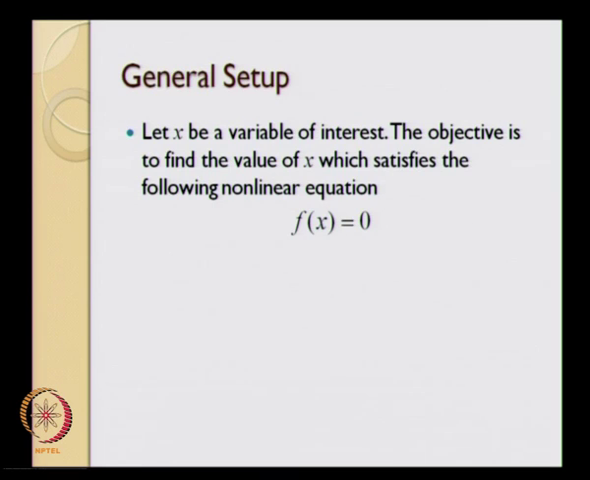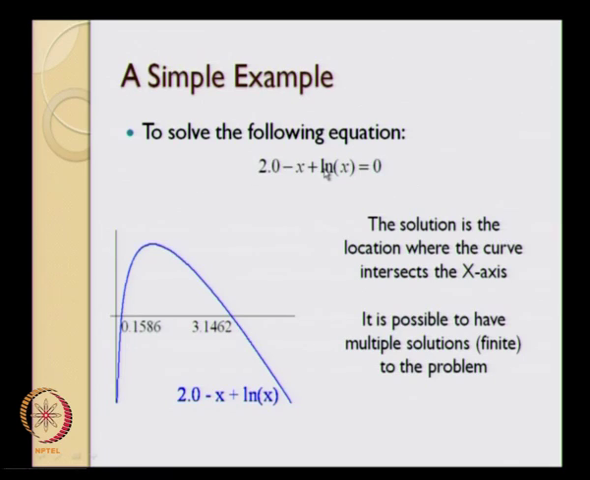The general setup that we are interested in is: given a particular function f of x, we are interested in finding the x that solves the nonlinear equation f of x equal to 0. This is the general setup in a single variable. In general, this f of x could be a closed form expression, as in this particular expression 2 minus x plus ln x. What we mean by closed form expression is that we can express f of x explicitly in terms of x.